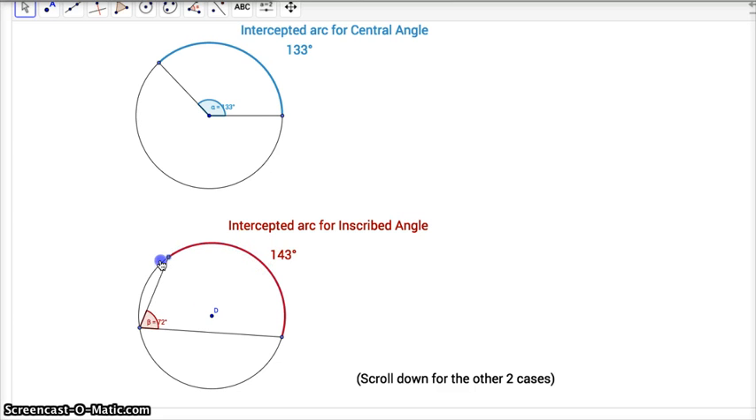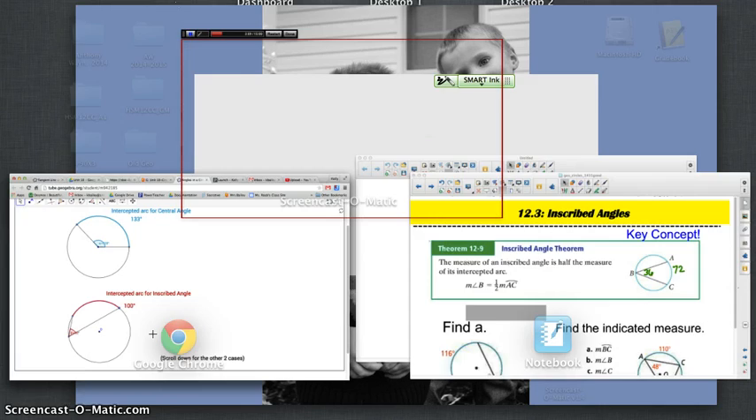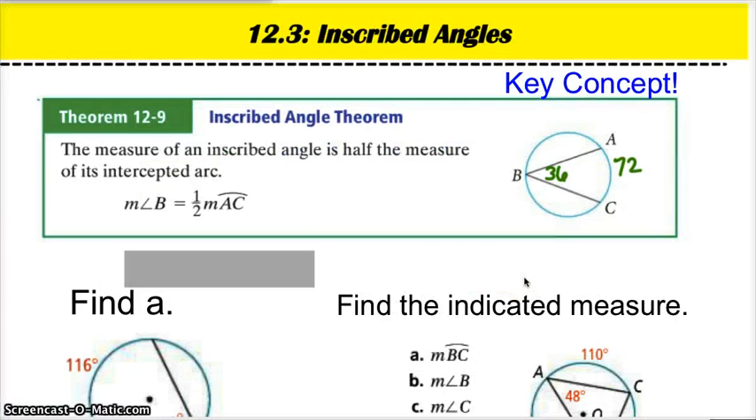And you can move the angle to make it larger or smaller, but the relationship between the two is that the angle is always half the intercepted arc. So let's make this intercepted arc 100, just for easy mental math, and look at the angle being 50. So this is where we're going to use it.